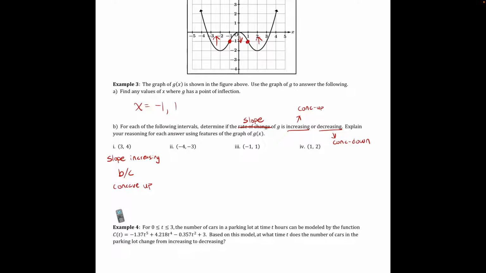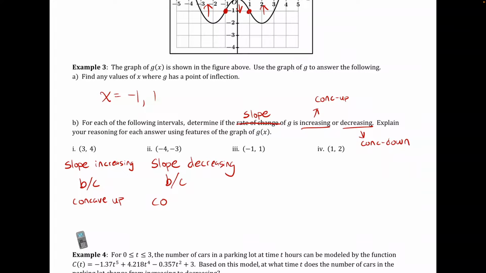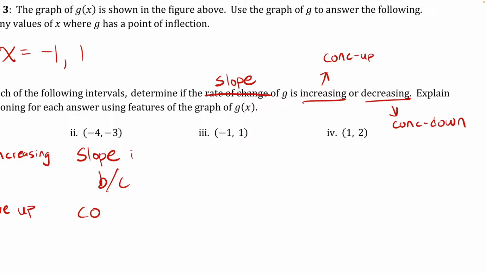Between -4 and -3, decreasing. The slope is decreasing because concave down. Wait, it's concave up, hold on. The slope is increasing. I caught your mistake. Slope increasing because concave up. You just match the definitions. Increasing, why? Because of that.